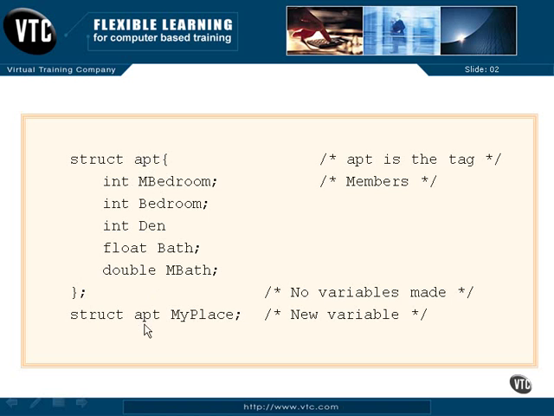Struct APT says that we want to create a new structure. Our variable name is myPlace. Now myPlace will be large enough to contain 3 integers, a float, and a double. All of those things will be end to end, just like this in memory, one right after the other, and they will be in the format of APT because we use this tag when we defined our new variable. So we have created a variable called myPlace and reserved storage. Let's go look at this in some real code.